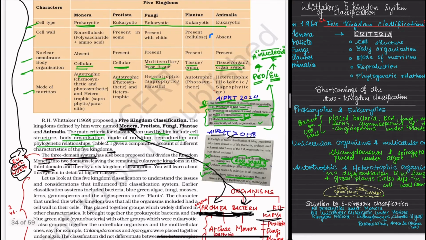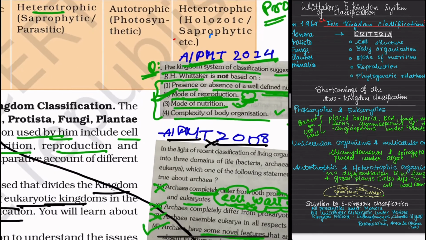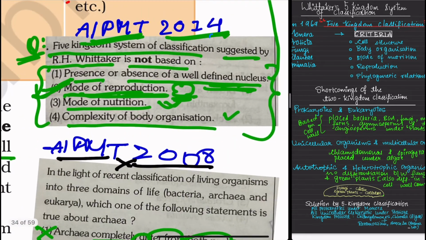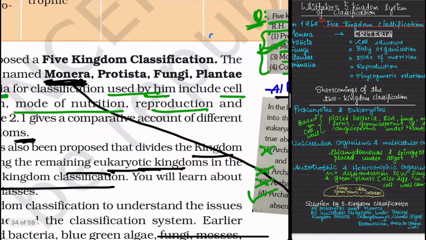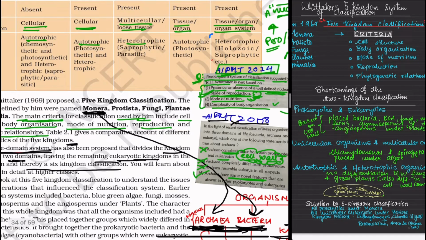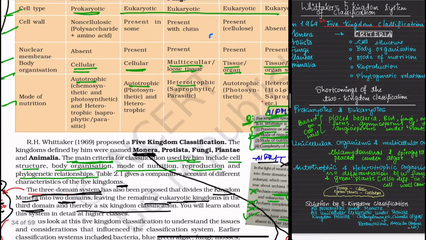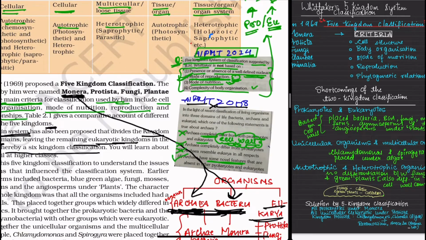This question is also confusing, I would agree. Definitely confusing. This question was asked in AIPMT 2014, and many students had taken the first option, presence or absence of a well-defined nucleus, because NCERT does not directly inform about this option, but it definitely informs about prokaryotic and eukaryotic. So the answer goes mode of reproduction, although it is given in the criteria. So this is a star mark question. This was quite a confusing question asked in 2014.